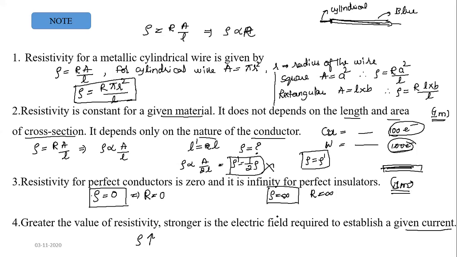To establish a current, there must be a stronger electric field. So when there is a strong resistivity, a stronger electric field is needed. That means there is a relation between rho and electric field, which we have to solve. We have to find out what that relation is. Did you understand this concept?